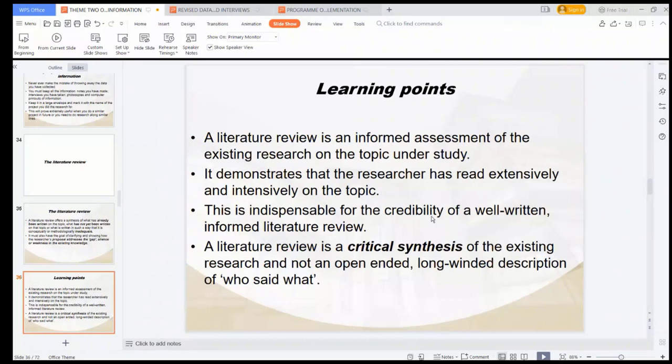Literature review is an informed assessment of the existing research on the topic under study. It demonstrates that the researcher has read extensively and intensively on the topic. This is indispensable for the credibility of a well-written, informed literature review. A literature review is a critical synthesis of the existing research and not an open-ended, long-winded description of what you said. You know, something which is very important.